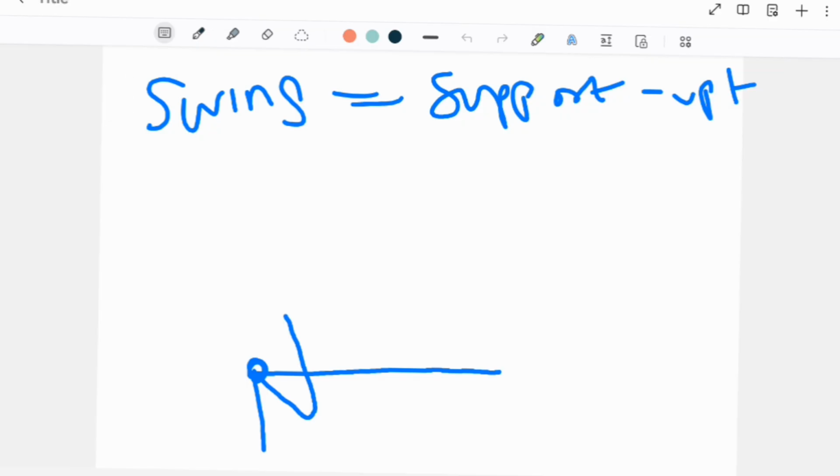Okay, so we draw it out. Now price is making an impulsive move. Remember, we don't enter at the end of an impulsive move. We don't enter at the middle, we enter at the beginning. So it means we have to wait.